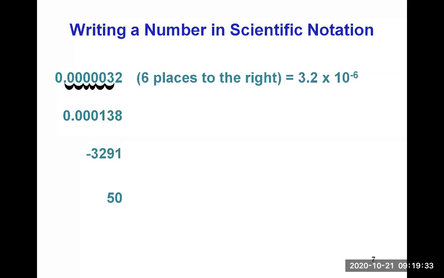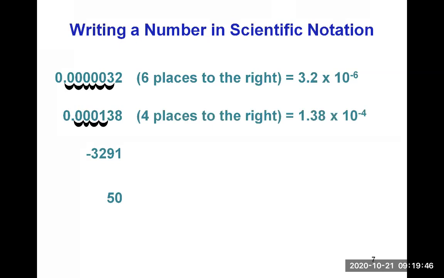Let's look at the second example. Again, we will need to move the decimal point to the right to make it a number between 1 and 10. And that's going to be 4 times until we reach 1.38. And we will multiply that by 10 to the negative 4 because we moved 4 times. And it's a negative exponent because we started with a very small number.